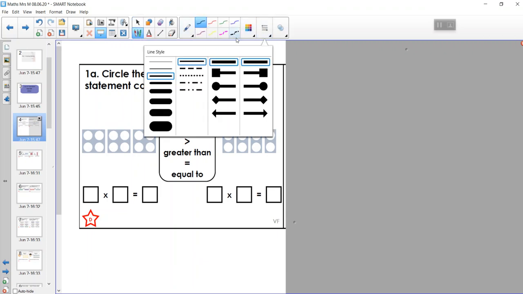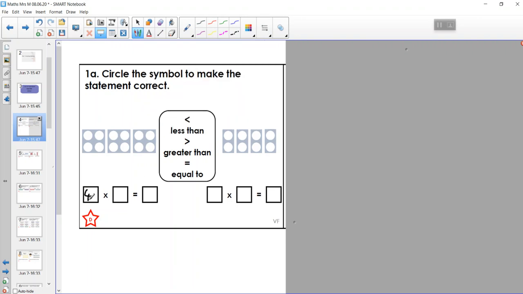So I know I've got 4 3 times. And let's count them up. 1, 2, 3, 4, 5, 6, 7, 8, 9, 10, 11, 12. 4 times 3 we know is 12. So that's the first step. And before I can choose my symbol, I've got to work out the next one.